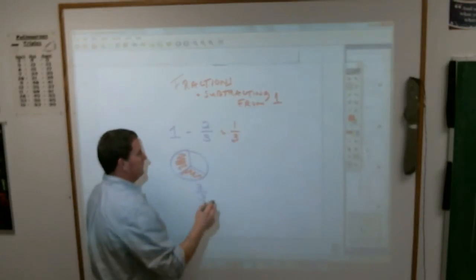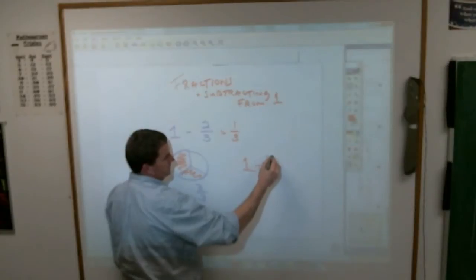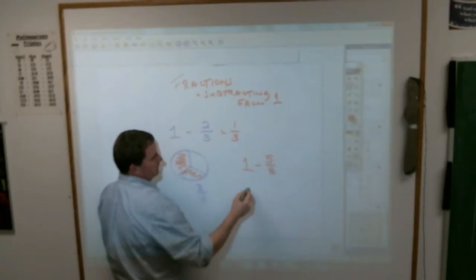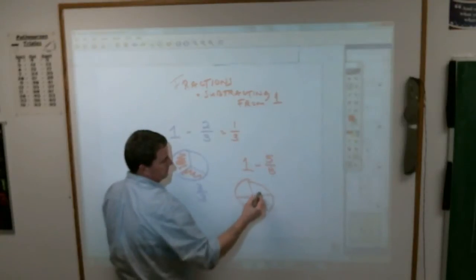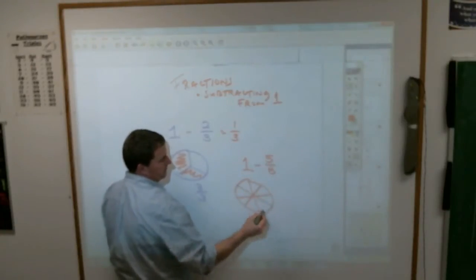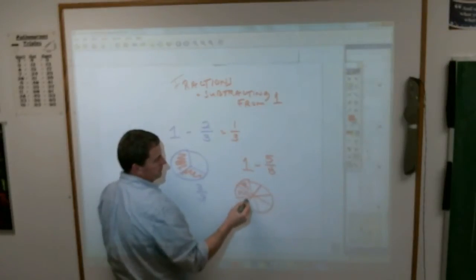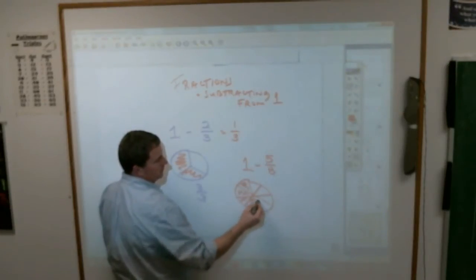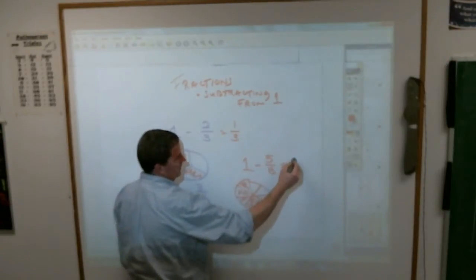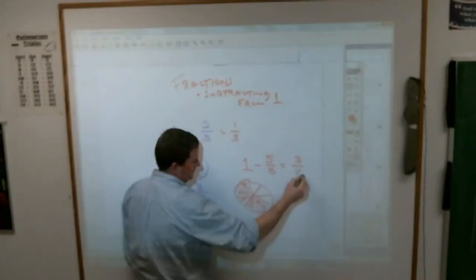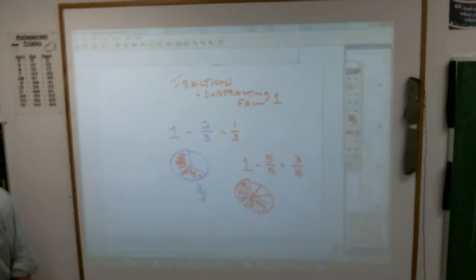Or if I have 1 minus 5/8, I could draw the picture, cut it into 8s, take away 5 of them: minus 1, minus 2, minus 3, minus 4, minus 5, and I would be left with 3/8. But I don't want to always have to resort to drawing pictures.